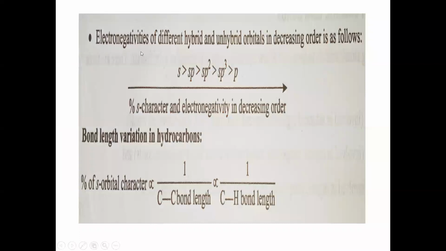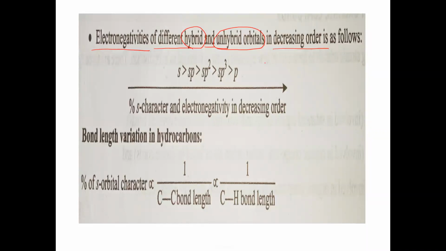Next, another application is that electronegativities of different hybrid and unhybridized orbitals in decreasing order is as follows. So electronegativities of different hybrid orbitals and unhybridized orbitals in decreasing order. Now listen carefully. Electronegativity: s orbital, sp orbitals, sp2 orbitals, sp3 orbitals.